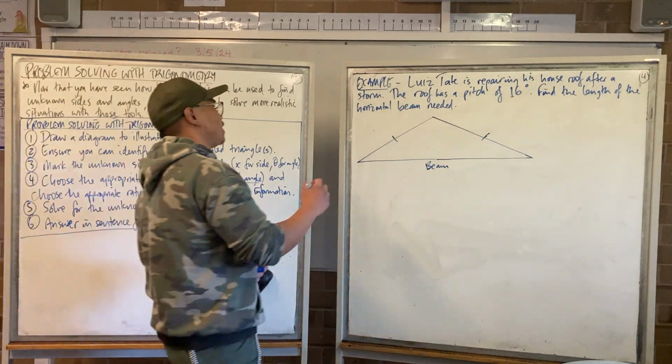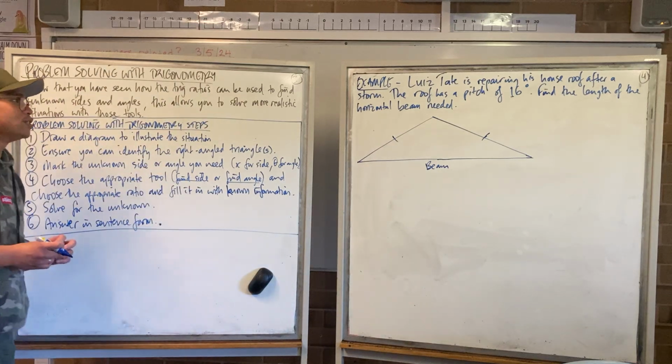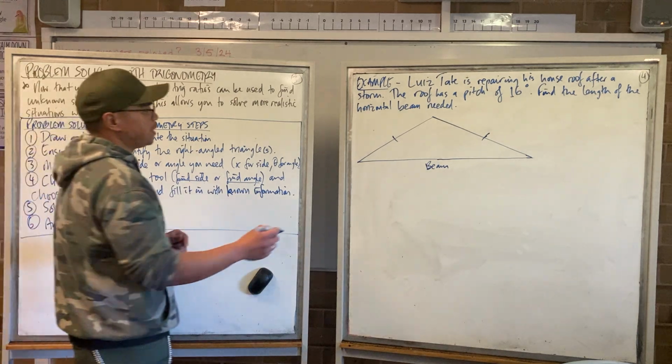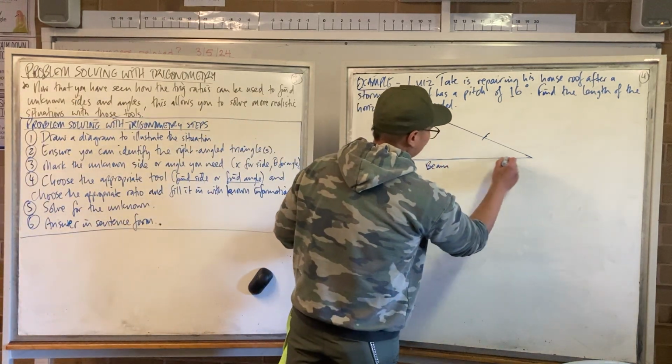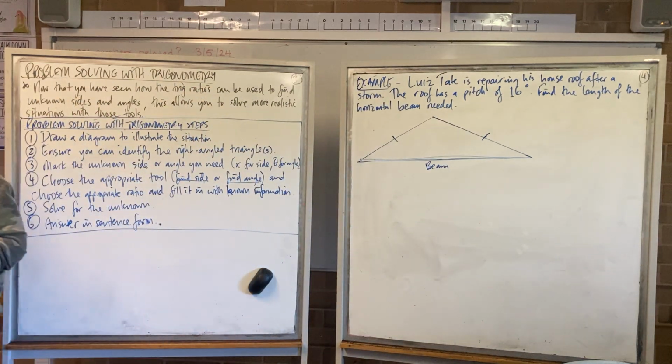So, Louise Tate is repairing his house roof after a storm. The roof has a pitch of 16 degrees. Find the length of the horizontal beam needed. So the horizontal beam is this, supporting horizontally here. What do I mean by a pitch of 16 degrees?